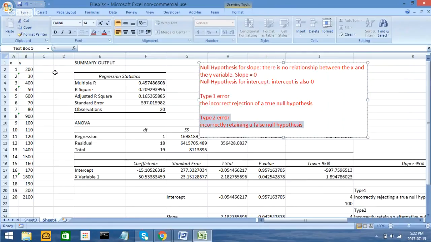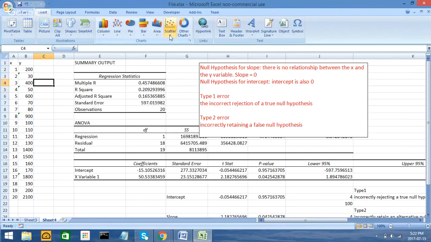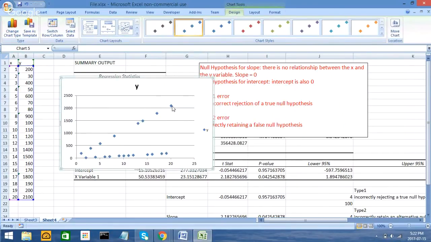In column A, I have some data for the independent variable x, and in column B, for the dependent variable y. Just like I showed you in my last video, I have a linear regression model, and you can get this linear regression model using the scatter plot. What you have to do is go into scatter, choose the scatter plot, and there you have it.